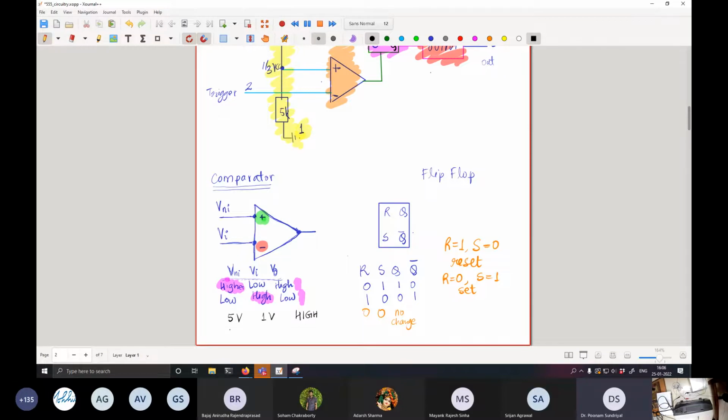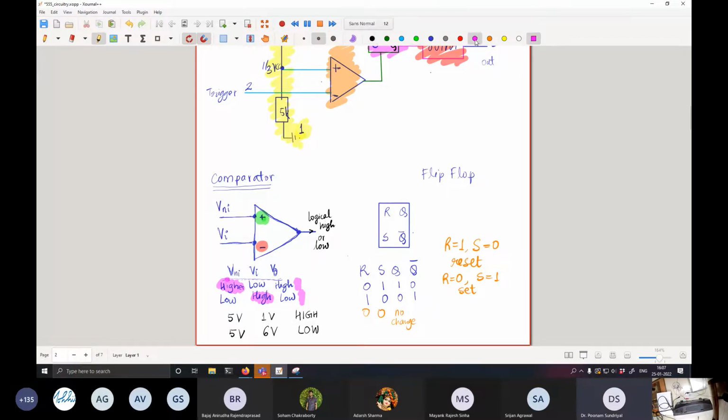On the other hand, if the non-inverting input is 5 volts, whereas the inverting input is 6 volts, it means that the logical output of the comparator will be low. Is it clear what a comparator does? Yes, sir. All right. Now let us go to what an SR flip-flop does.